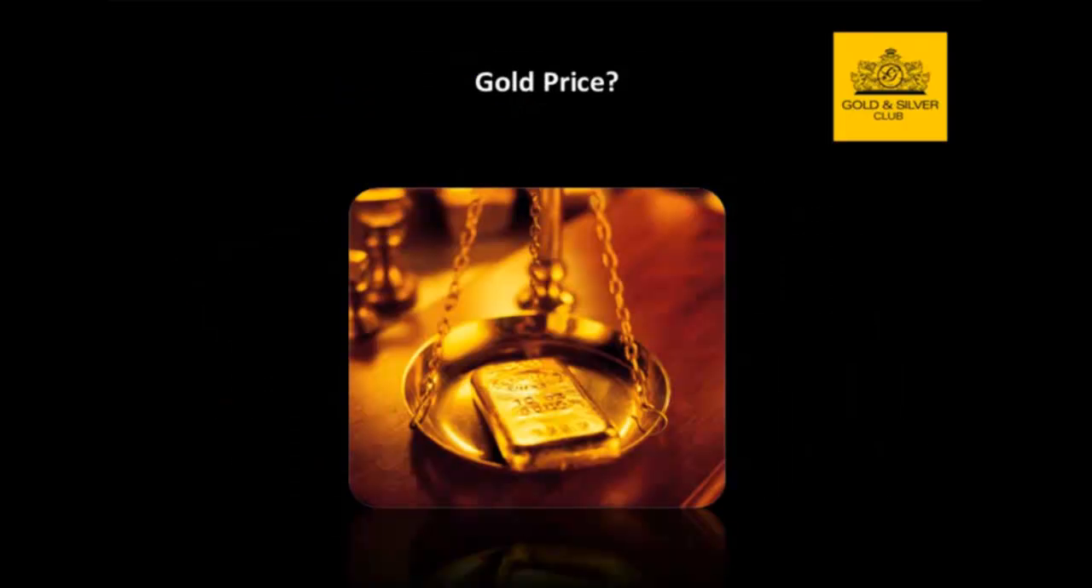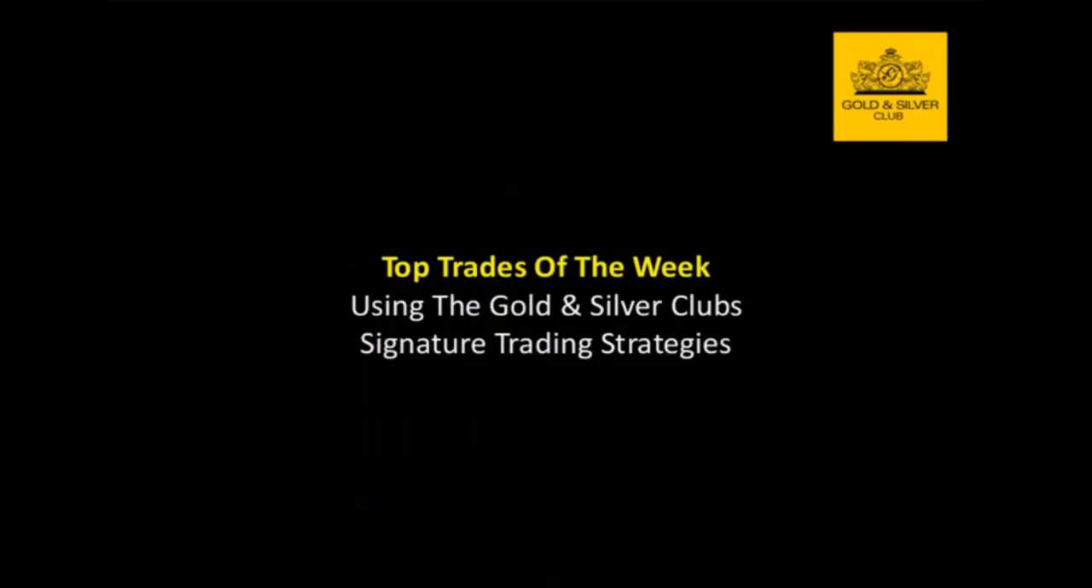And gold price today. Let's have a look at the gold price right now. $1,448 an ounce. So it's coming right back to that level of support this morning, near-term or short-term support. We'll have a look at that very shortly. Before we do that, let's have a look at our top trades of the week using the Gold and Silver Club signature trading strategies.